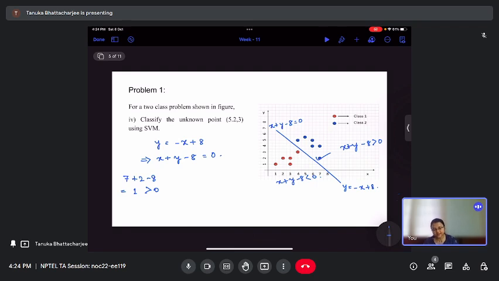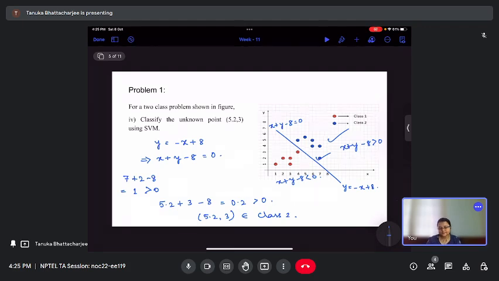So, the point that we have is 5, 3. If you put that, you will get 5 plus 3 minus 8.2, that will be equal to 0.2, which is greater than 0. So, greater than 0 is this particular side. So, this particular point will be classified into the blue class, which is class 2. So, the point 5, 3 will belong to class 2 according to this decision surface determined by the SVM classifier.